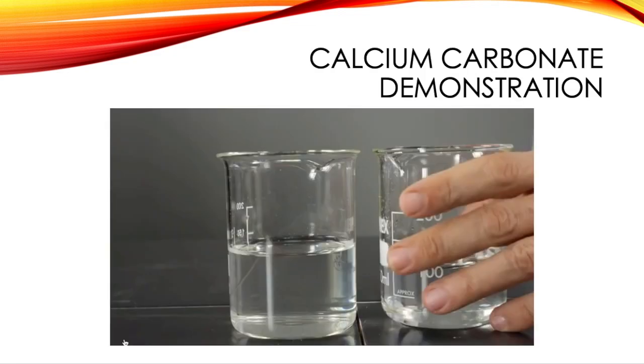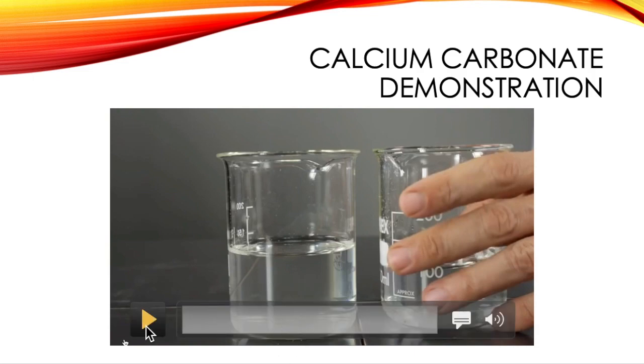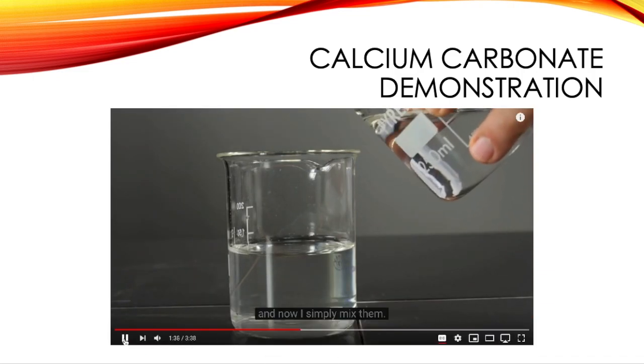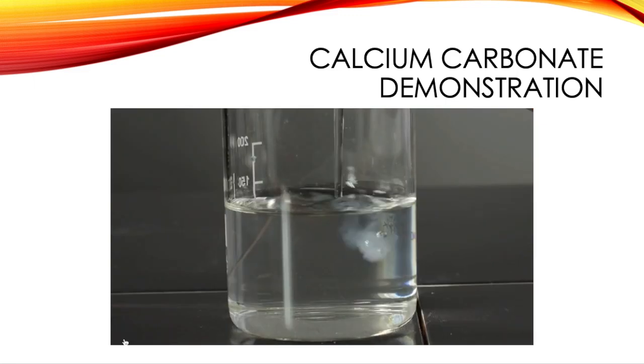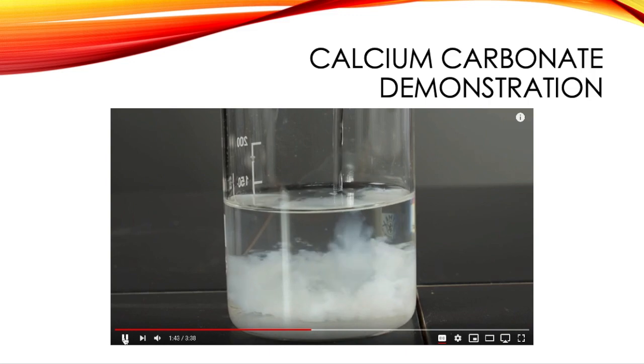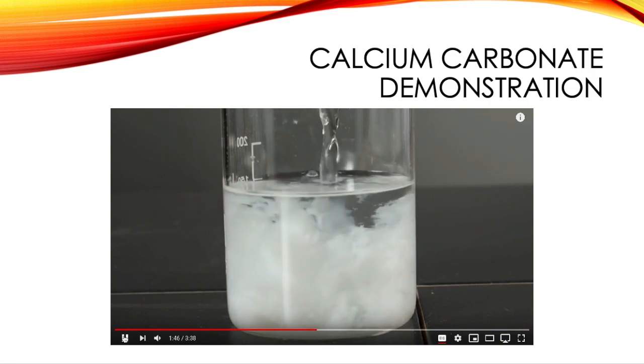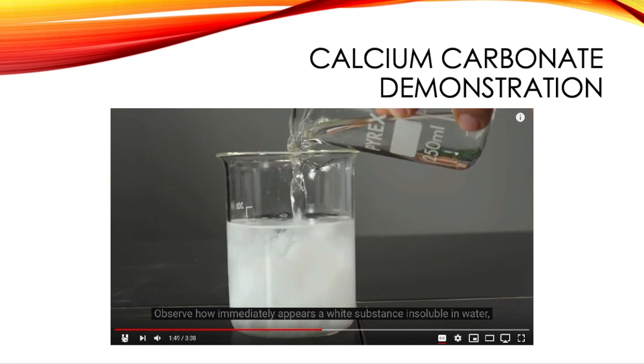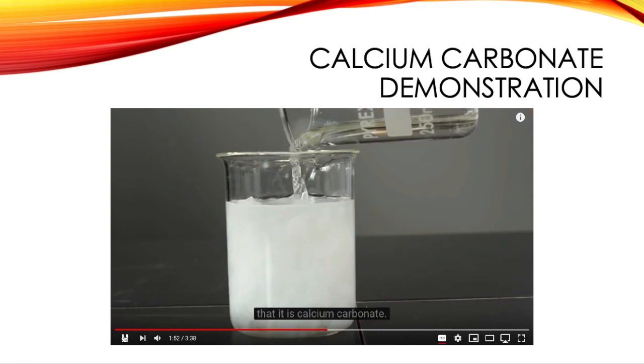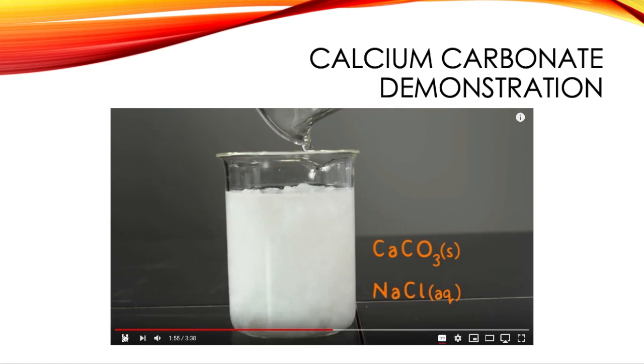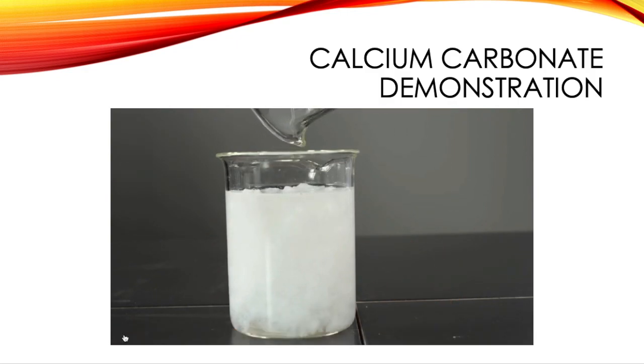Alright, so now we're going to show our demonstration, or the example of the precipitation reaction of calcium carbonate that we found for our video that has this particular equation. So here you can see that the calcium chloride is mixed with the sodium carbonate, and now it makes the calcium carbonate and sodium chloride.